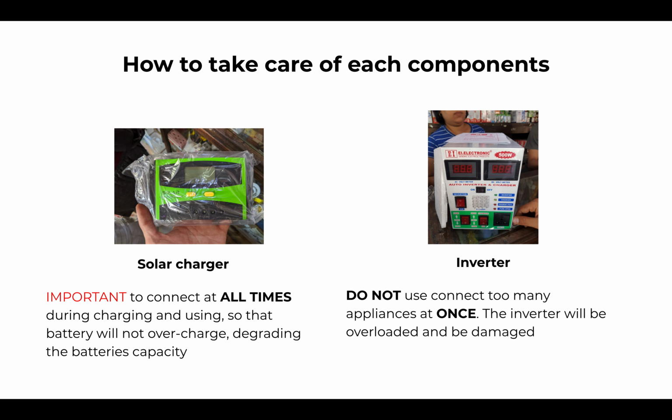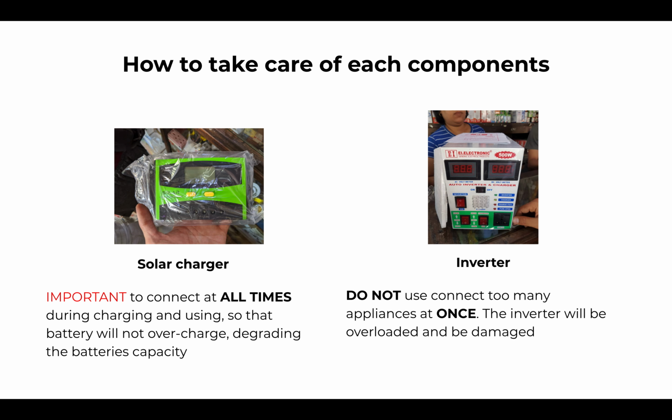Next, the inverter. You do not connect too many appliances to the inverter at once, because then the inverter will be damaged. For example, if your inverter has a power rating of 100 watt, you can only use up to 100 watt of appliance rating for the inverter to work. If you use more than 100 watt, you actually cause damage to the batteries.